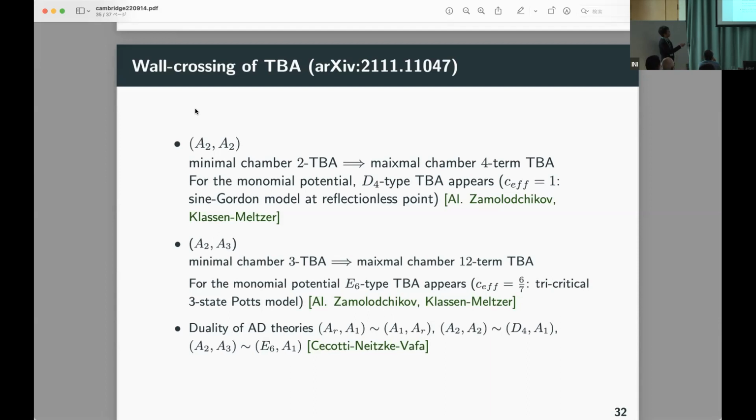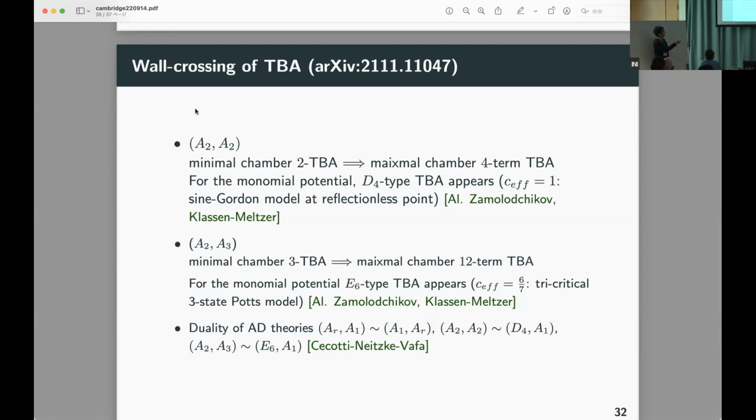This is just some CFT compactified on a torus. And so, in the context of 4-dimensional gauge theories, these relations suggest dualities. The first one is the order of the differential equation, and the second one is the order of the potentials. And this can be interchanged in some sense. And for the A2 cases, there appears a non-trivial duality between A2, A2, and D4, A1. The other is A2, A3, and E6, A1.